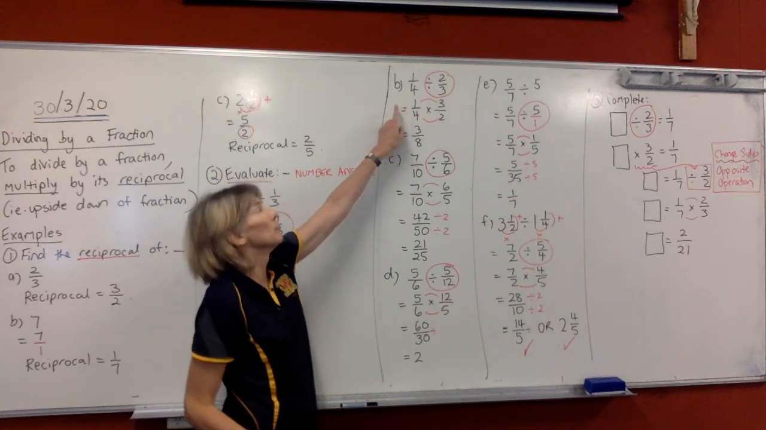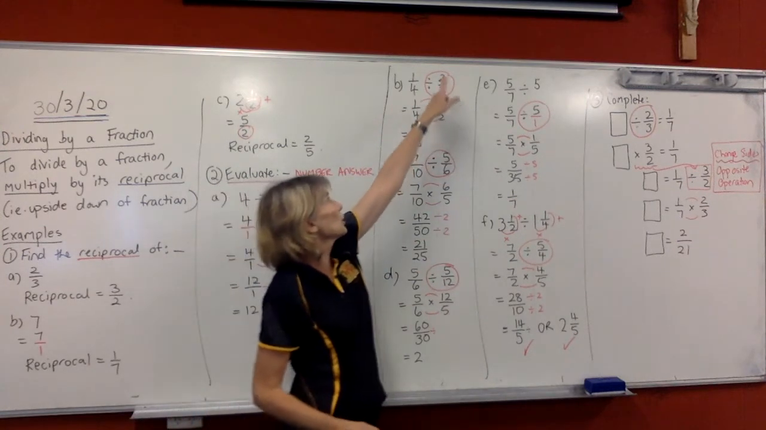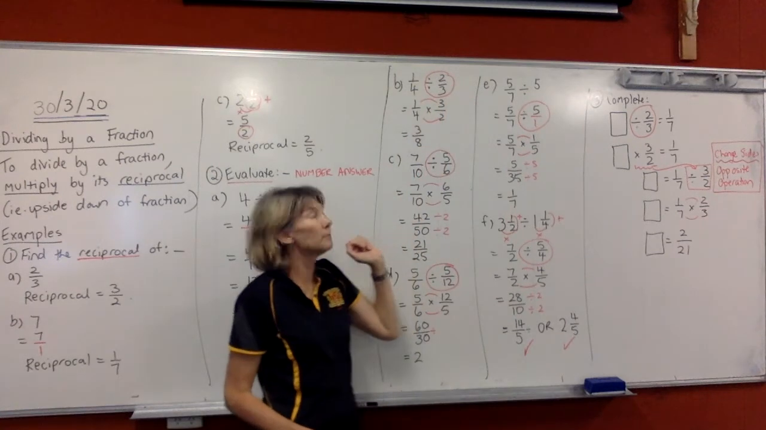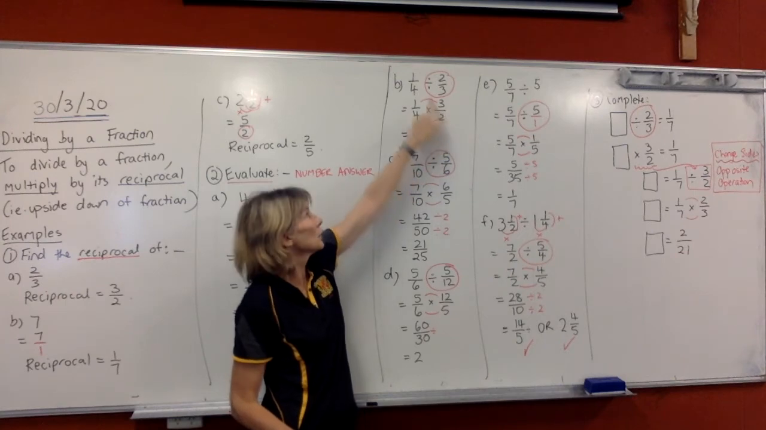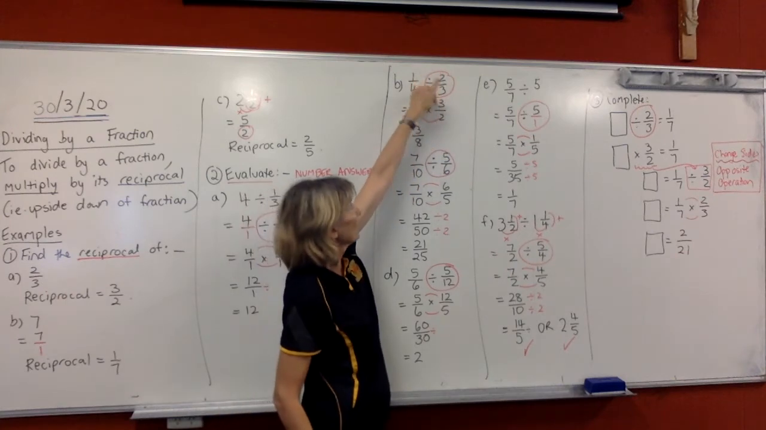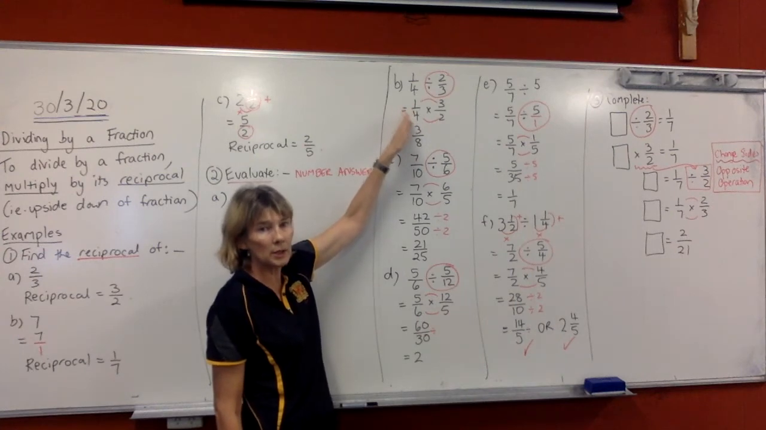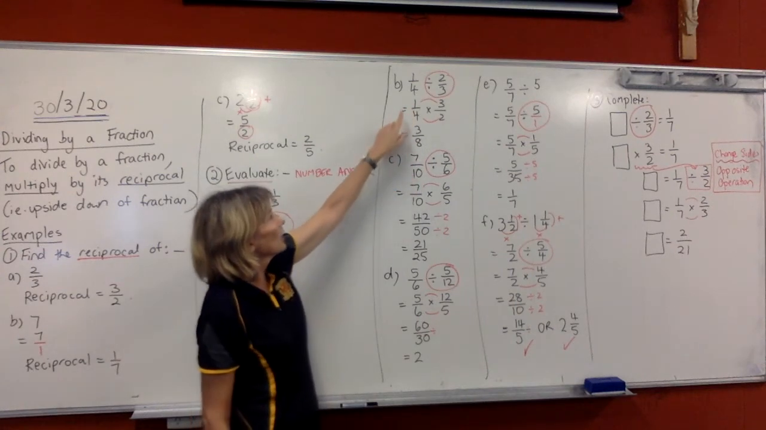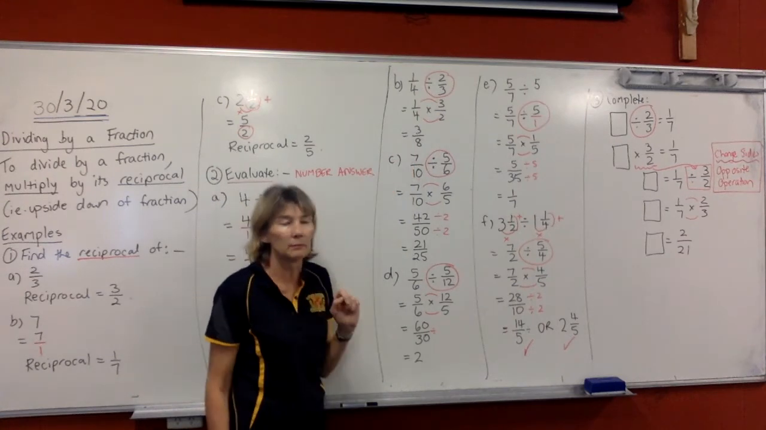Alright, the next question. We have 1/4 divided by 2/3. We're going to circle the dividing by the fraction, and we're going to change that to times its reciprocal. So change that to a times and flip this. We never touch the first thing. It just stays as it is. Alright, so now we're timesing, so we times the tops and times the bottoms, and there's your answer.